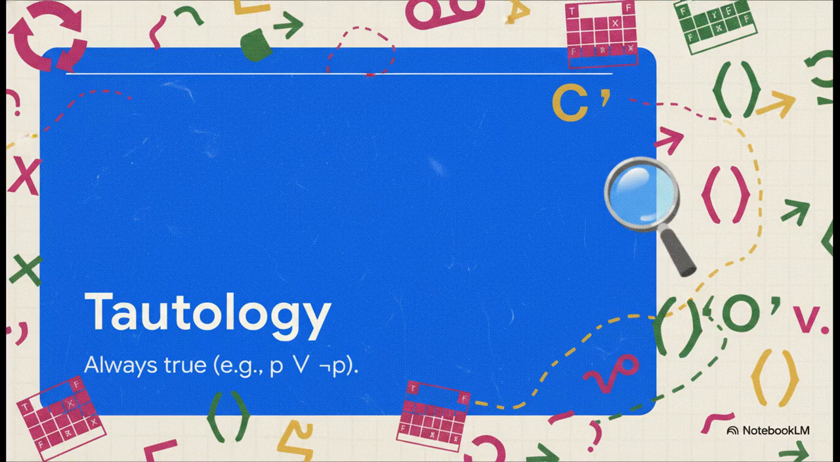A tautology is a statement that is logically sound, completely unbreakable, and always true, regardless of the individual truth values of its parts. Take the expression P or not P. Think about it. It is raining or it is not raining. I mean, there's literally no possible universe where that statement is false, right? It covers all bases. A tautology is the absolute gold standard of logical certainty.